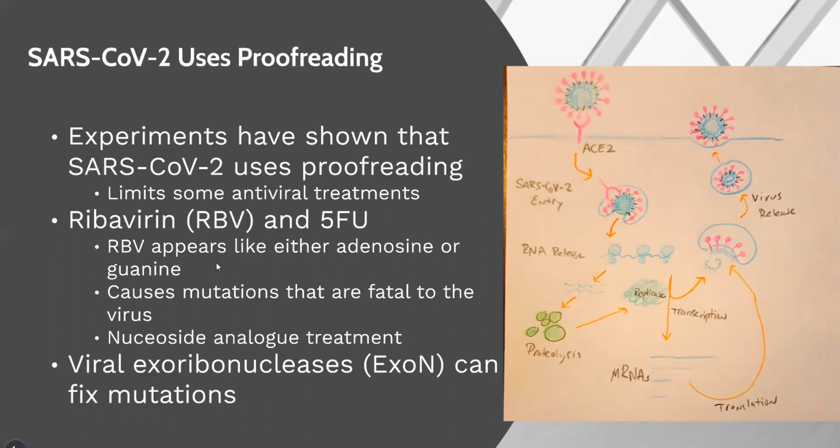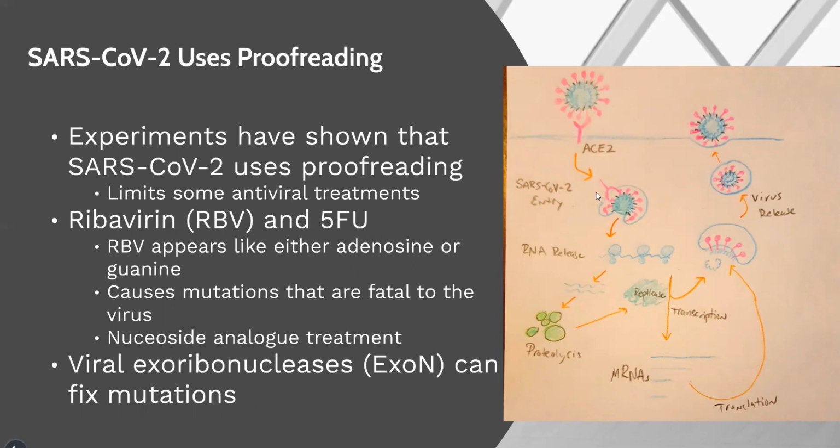So when the virus replicates itself, it causes mutations at a very high rate. Some of those mutations are fatal to the virus. This is called nucleoside analog treatment, and that's what we've used with some of our antivirals in the past. It's also used for cancer treatment as well. 5-FU is most commonly known for chemotherapy. Viral exoribonucleases can fix these mutations. And like we said, the SARS coronavirus 2 does use proofreading.